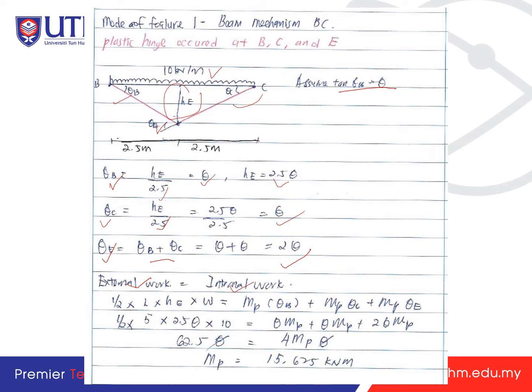Okay, for the virtual work method, for the UDL, it is half times length times HE times dW, which is equal to MP theta B plus MP theta C plus MP theta E. So you solve this, you will get MP is equal to 15.625 kilonewton meter for this mechanism 1.